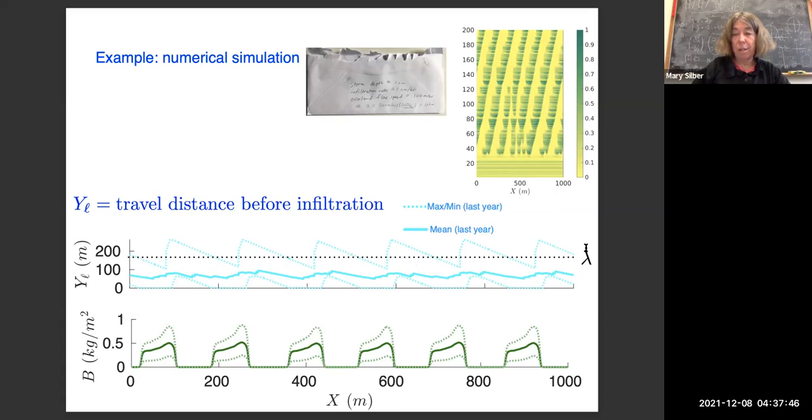And then overlaid on this, I put the wavelength associated with this. Okay, it's a 1,000-meter domain, and I think there were six bands on that, so I get some characteristic spacing here, and that spacing is about twice this average distance of travel. So that's one indication that that travel distance is somehow related to this spacing.